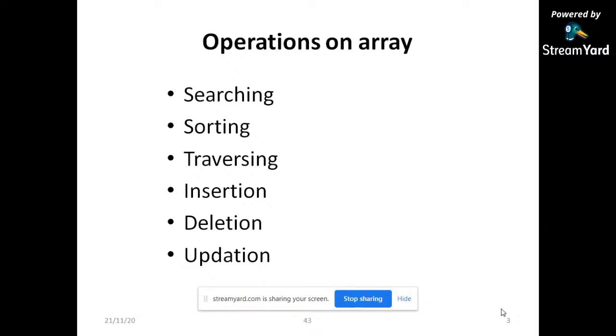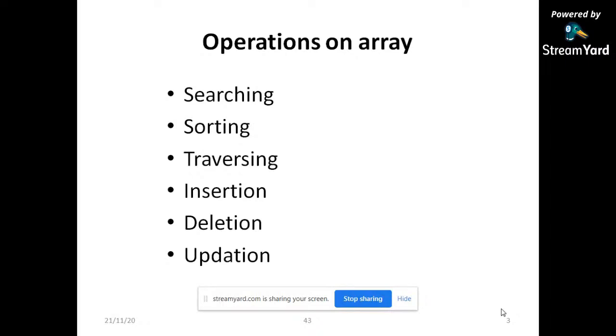Then the next operation we perform on the array is traversing. Traversing means visiting every element of the array, traveling the array elements one by one. So this process is called traversing. Then insertion. Insertion means adding an element into the array, so it grows the size of the array. Then deletion, removing the existing elements from the array.